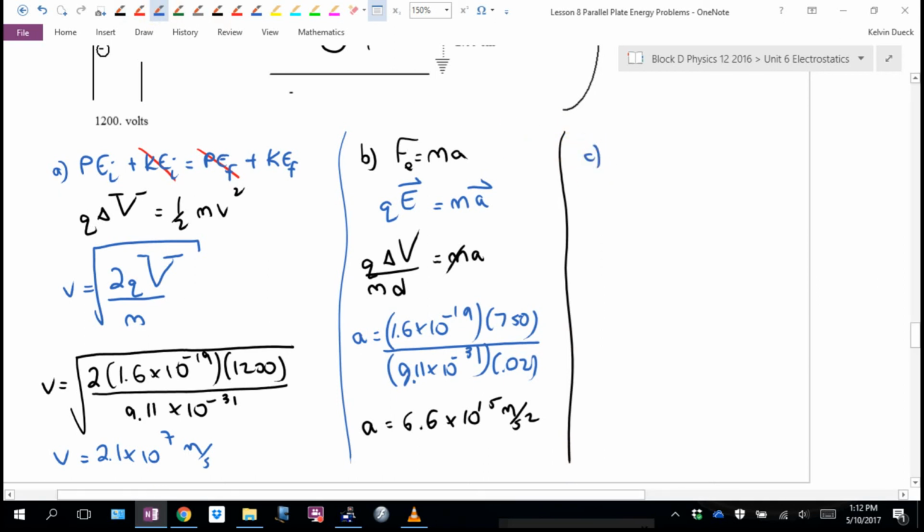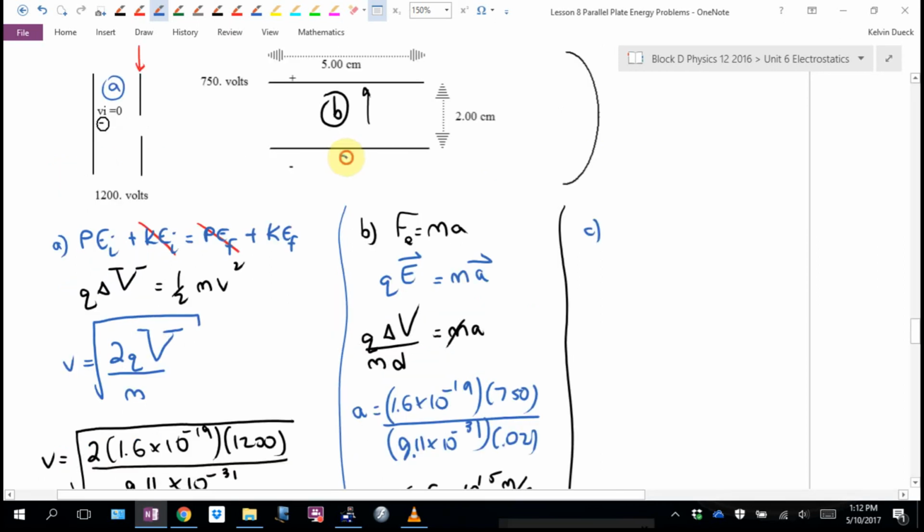C. Hayden, what's C asking me to find? Oh, C wants me to find that time. First question. What was the vertical acceleration we just calculated? There was a vertical acceleration. Is there a horizontal acceleration at all? Is there anything in this area here causing it to speed up or slow down horizontally at all?